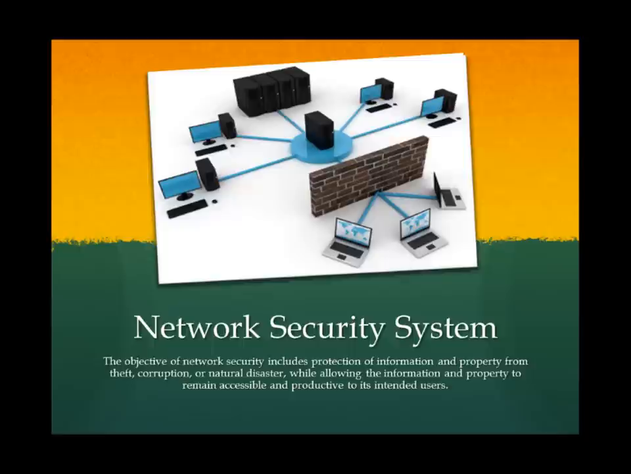A good definition for a network security system is that its objective is to include protection of information and property from theft, corruption, or natural disaster while allowing the information and property to remain accessible and productive to its intended users. So as you can see over here, with the firewall, there are many functions of this system. Each part in this picture is a different function that all the information coming to your organization has to go through.